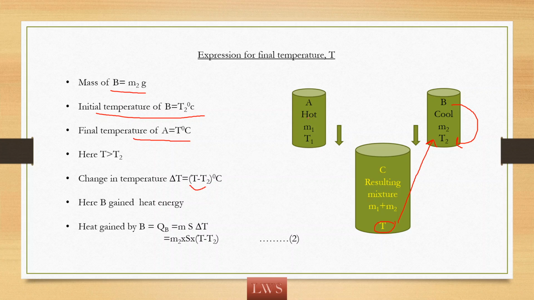Here A lost the heat and that heat is gained by B. So here B gained the heat energy, and how much is that gain? It is nothing but m s delta T. B gained the heat energy so that its temperature raised from T2 to T. So M2 is the mass of B, S is the specific heat of B, and change in temperature is T minus T2. So consider this as the equation 2.